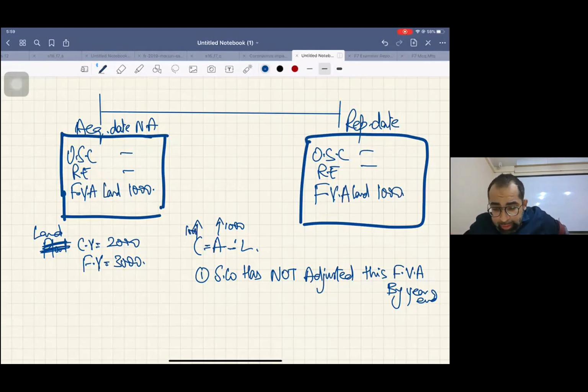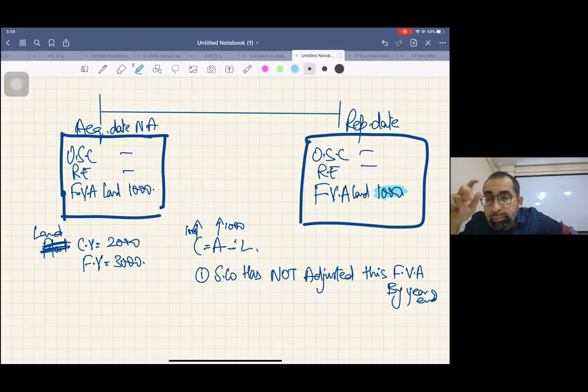And whatever you write here, you write on the asset side as well. I'm sure you know this. In 90-95% of questions, the line is written that S company does not know anything about it, or that S company has not adjusted this by the year end. So you need to adjust in both packets. This is the routine thing.